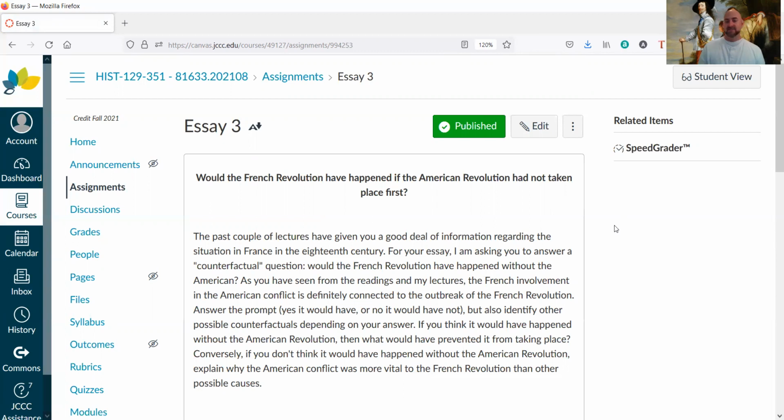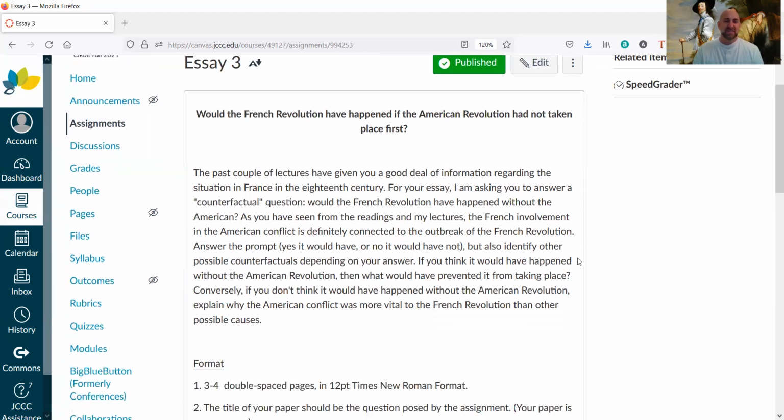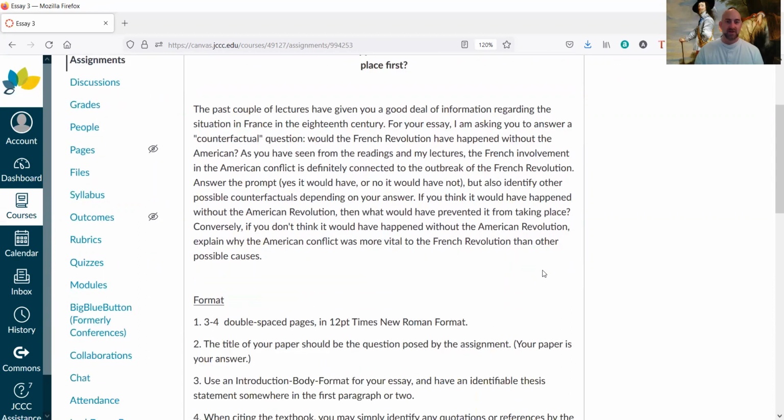And so the question you're going to answer here is, would the French Revolution have taken place if the American Revolution hadn't preceded it? And again, it's to get you to identify other possibilities of what might have happened if what happened hadn't happened. Does that make any sense? You're looking at possibilities, how things might have been different. That's all you need to know. You can read through this more yourself.